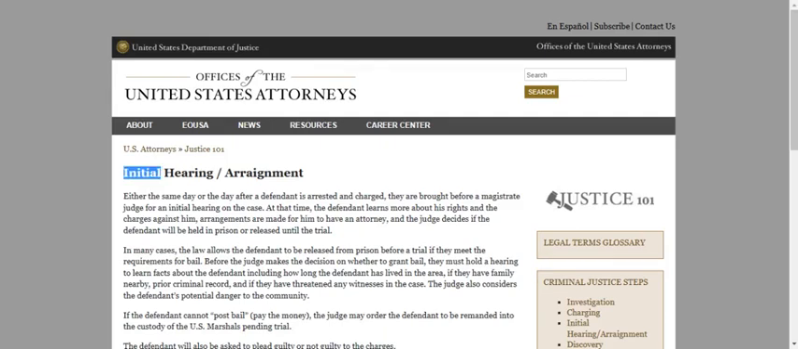So after they do the investigation and bring the charges, when you have your initial arraignment, that's when they're going to inform you of the charges during your initial hearing / arraignment.